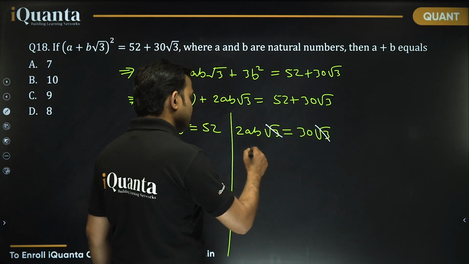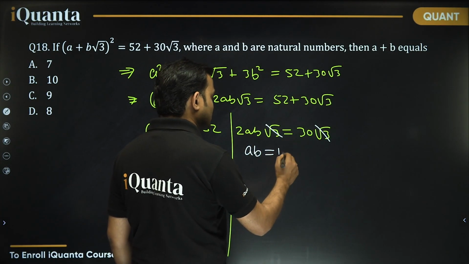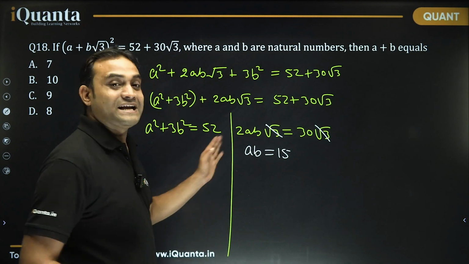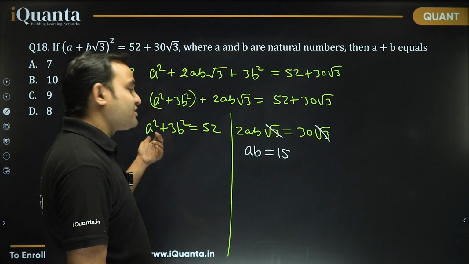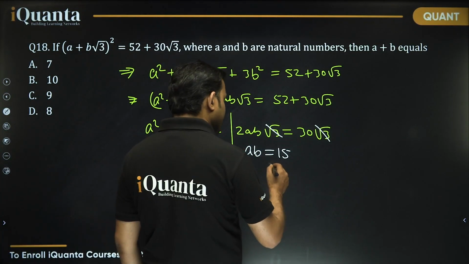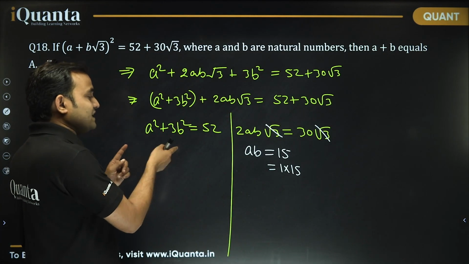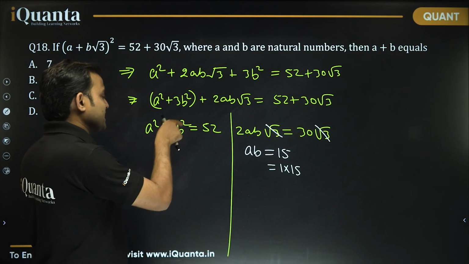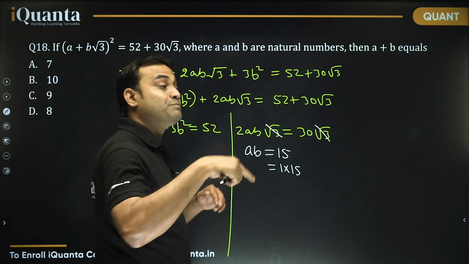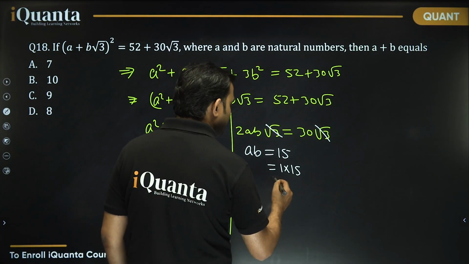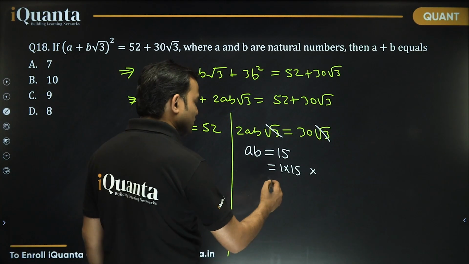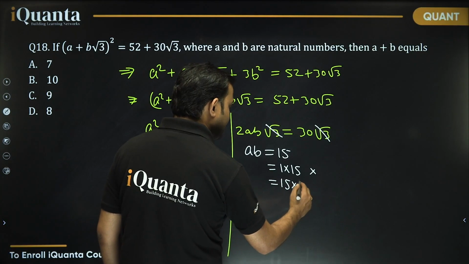What we can say, a into b is equal to 15. And then we can take the values of a and b from here and try. So a and b could be 1 into 15. Of course, 1 and 15 is not possible because a square plus 3b square will be much bigger than 52. 15 into 1 is also not possible, right?